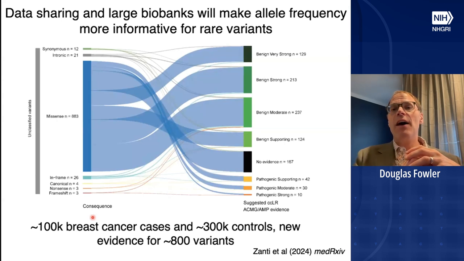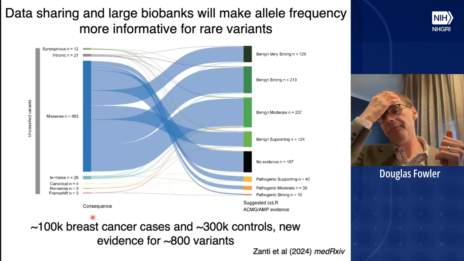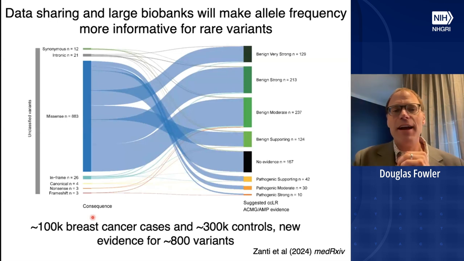However, if that variant is found at a 10 or 100 times higher frequency in cases than it is in controls, then you might say, wow, that variant is likely to be pathogenic. Whereas if the inverse is true, you might infer that that variant is likely to be benign. And so this Sankey plot is basically showing you that in these 400,000 individuals, they found about 1,000 variants that were variants of uncertain significance, so unclassified. And most of them are missense variants. And what they were able to do by doing this case control analysis was provide evidence for many of these variants being benign and a few of them being pathogenic.